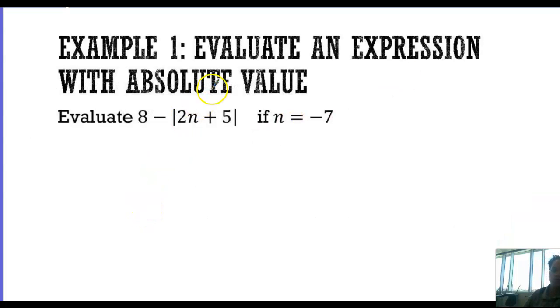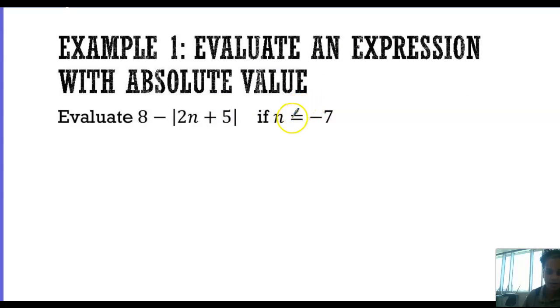So when we talk about absolute value, you have to realize what that means. Based on the video that you should have watched right before this, you should have a general idea that it's the distance from 0 on a number line. So what we're going to do is talk about how to evaluate an expression. Anytime it says evaluate, that basically means you're plugging something in. It says evaluate 8 minus the absolute value of 2n plus 5 if n equals -7.